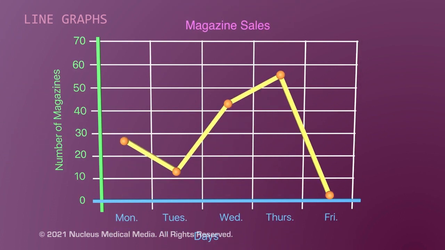This line graph shows the number of magazines sold over the course of a week. Reading this graph, you can see the most magazines were sold on Thursday and the least number of magazines were sold on Friday.